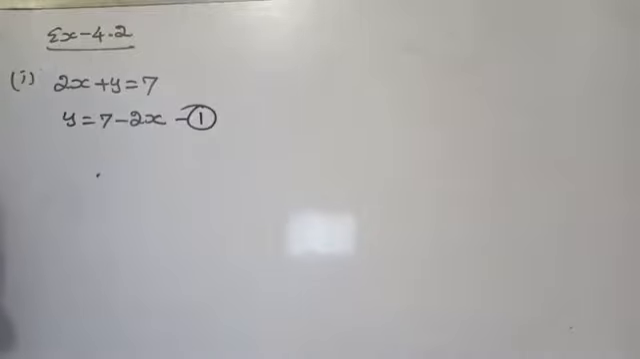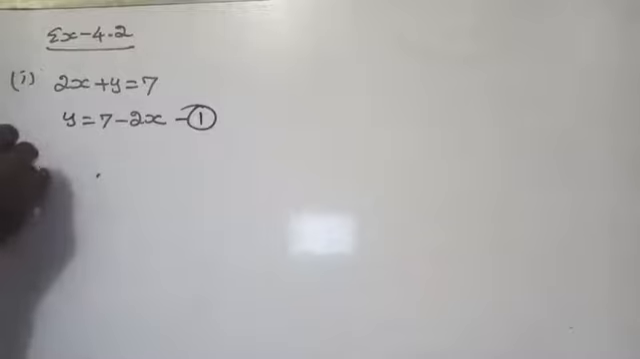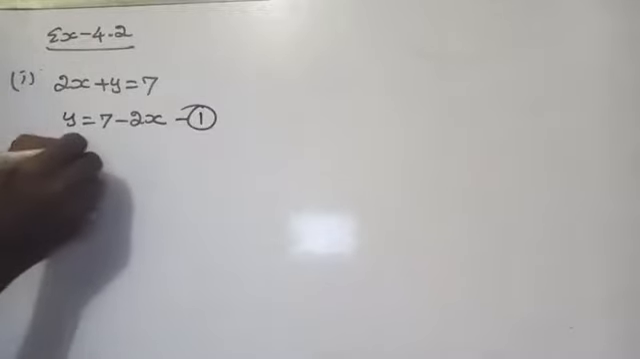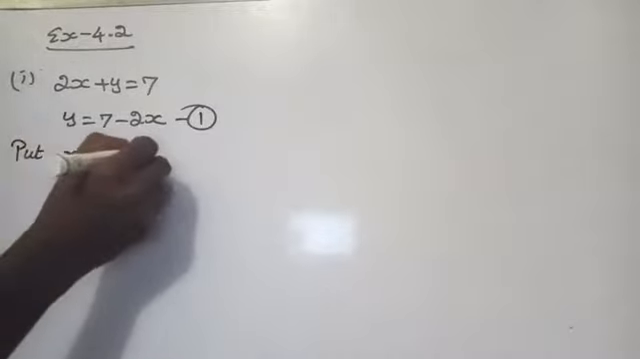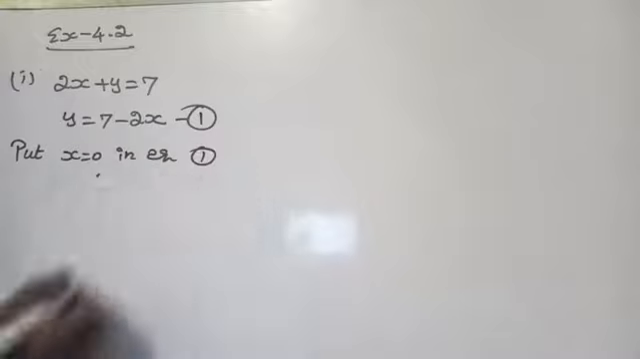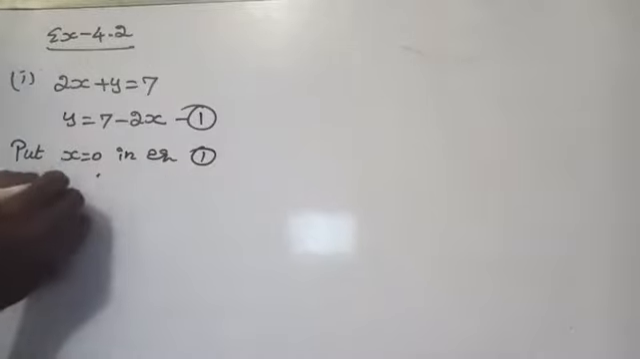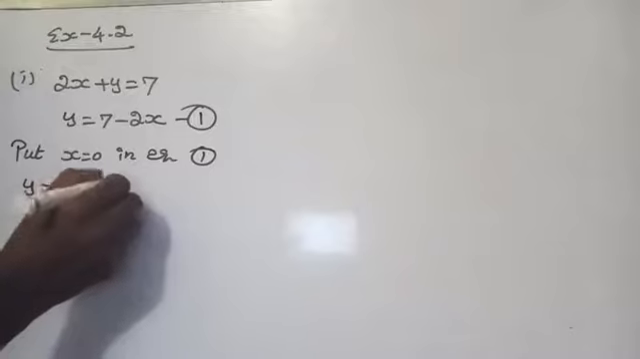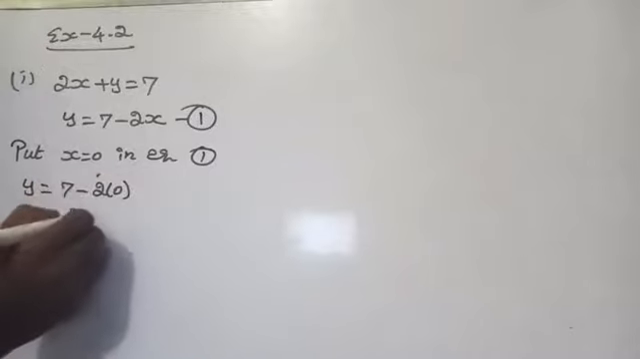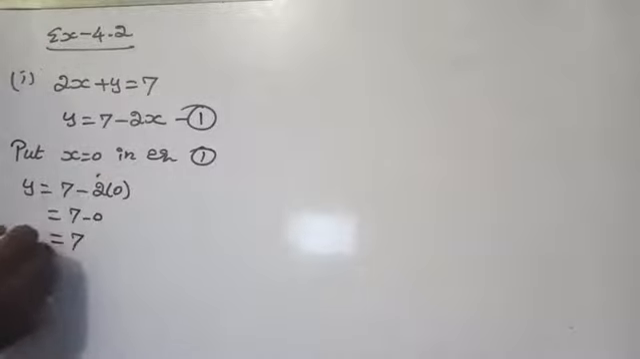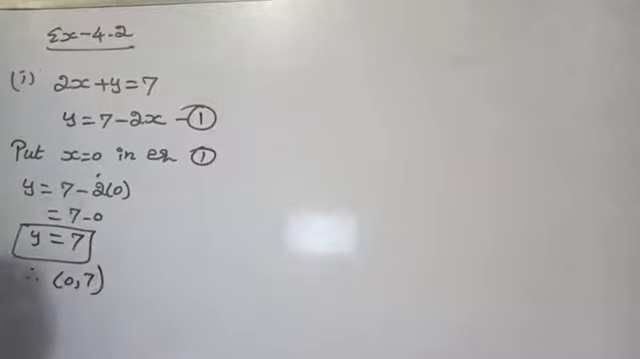Now we are going to find 4 solutions for that. Put x is equal to 0 in equation 1. So what will you get? y equal to 7 minus 2 into 0. 2 into 0 is 0. So 7 minus 0 is nothing but 7. So y equal to 7. Therefore 0 comma 7 is the solution.